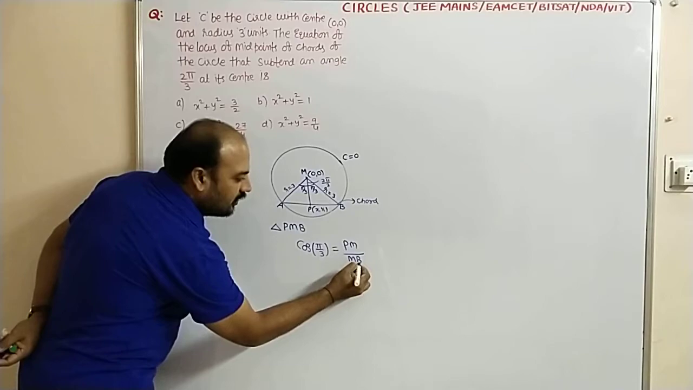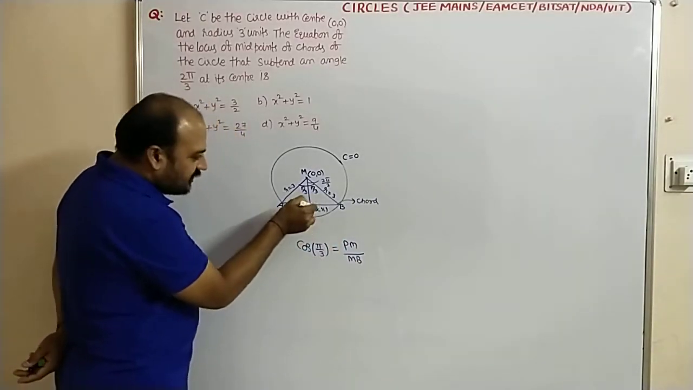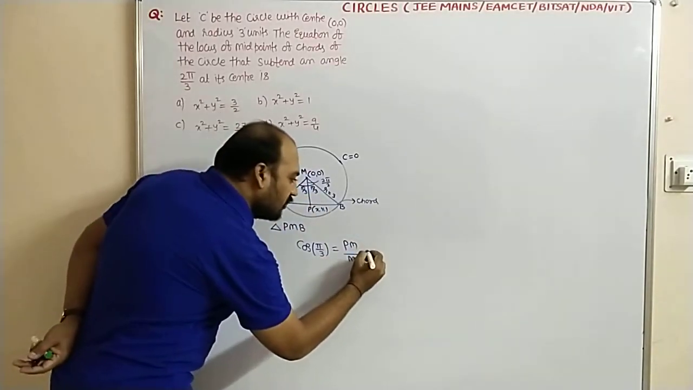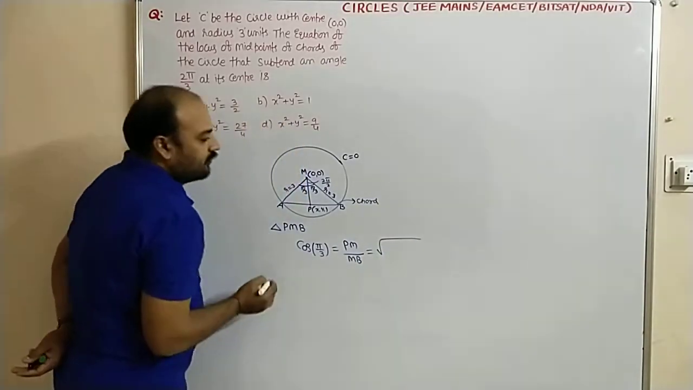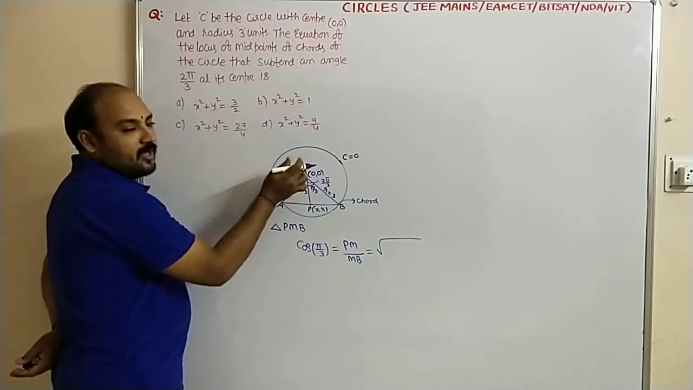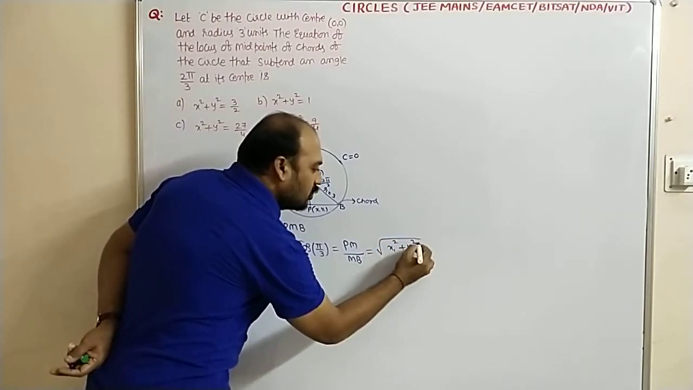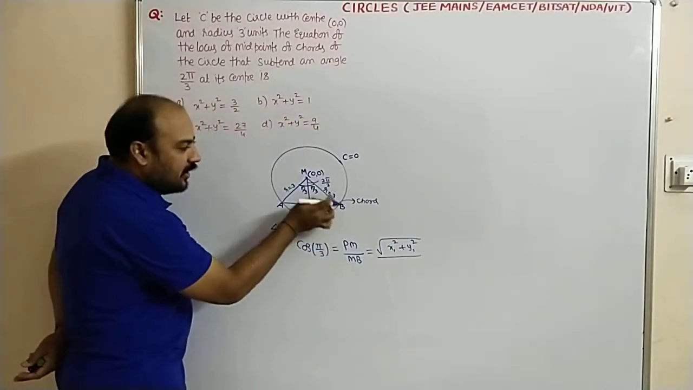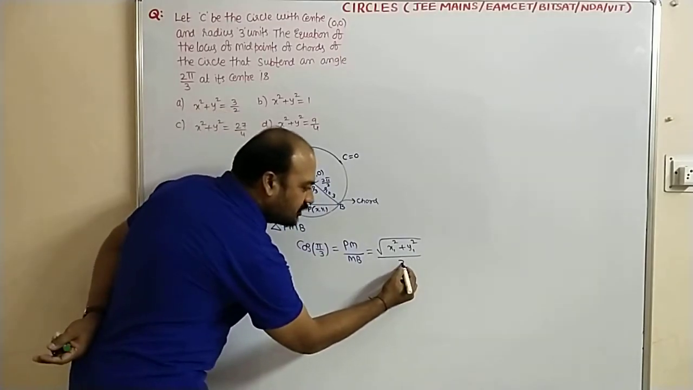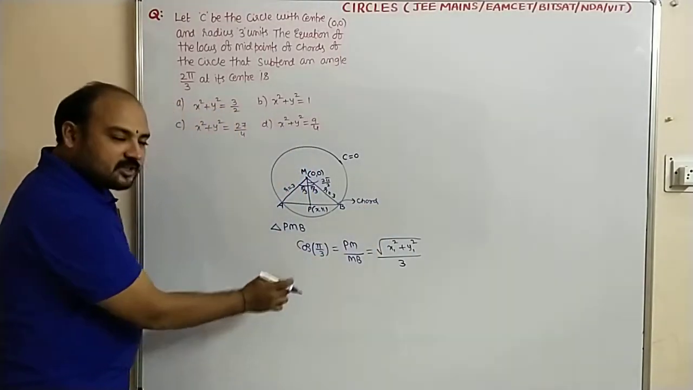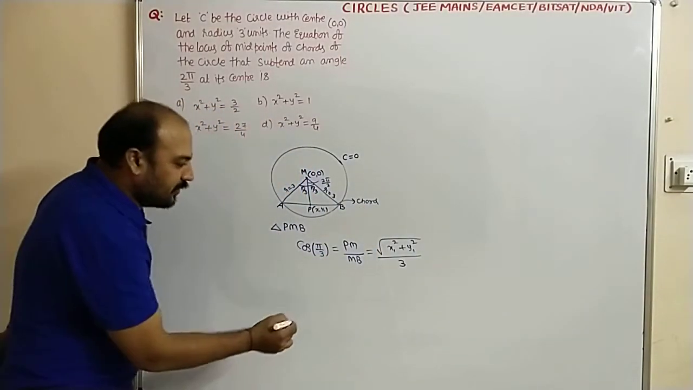Cos pi by 3 is equal to PM divided by MB. What is PM? The distance between these two points, which is the square root of (x1 minus 0) whole square plus (y1 minus 0) whole square, divided by MB. MB means radius, which is 3. What is the value of cos pi by 3? Cos 60 degrees is 1 by 2.